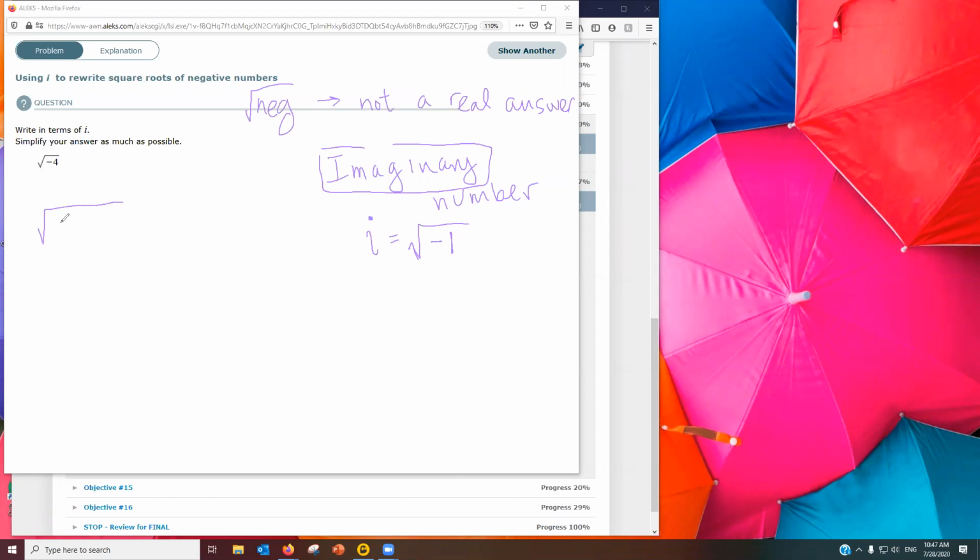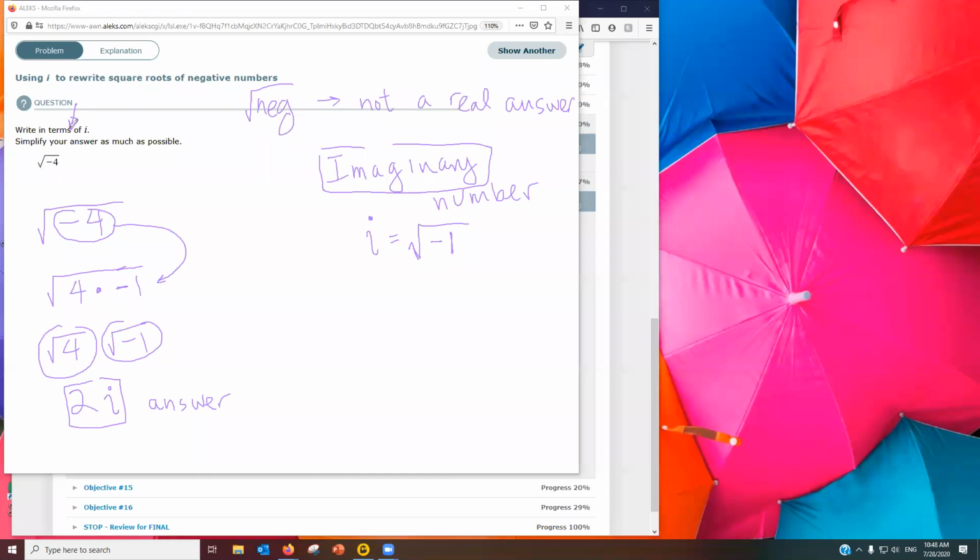Whenever you have a negative number underneath the square root, break it up to be a number times negative 1. So instead of writing negative 4, I'm going to rewrite it as 4 times negative 1. Well, now I'm allowed to break this up into two separate square roots. But the square root of 4 is 2, and the square root of negative 1 is i. So this is the answer to this problem, 2i. And notice the instruction said, write your answer in terms of i. That means your answer should have an i as part of the answer.